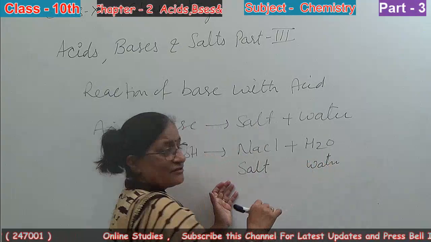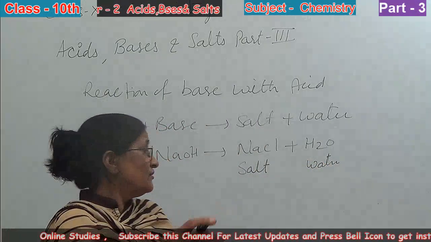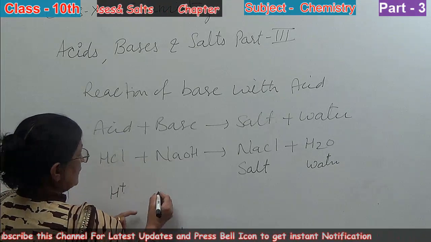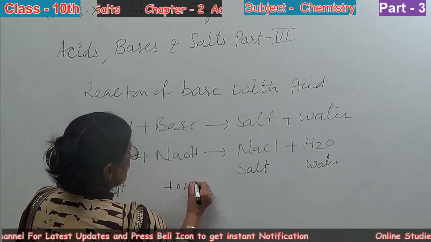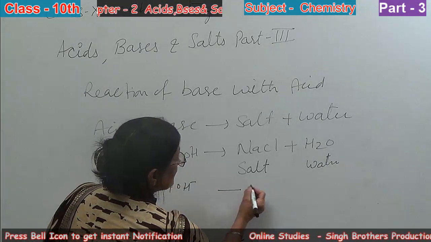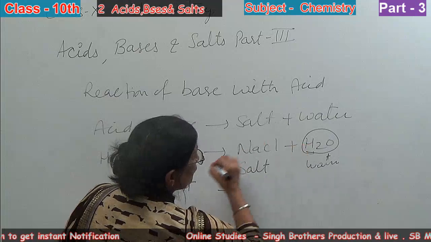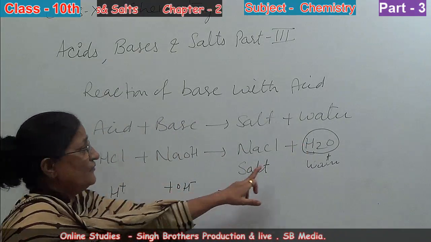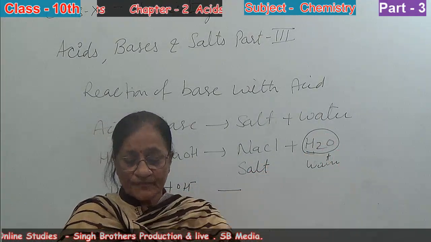it is called a neutralization reaction. In this case, H positive from HCl and OH negative from NaOH are helpful in formation of H2O. Meaning H positive and OH negative form the H2O.